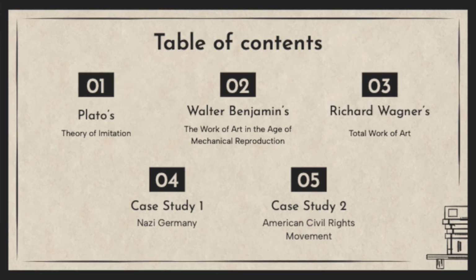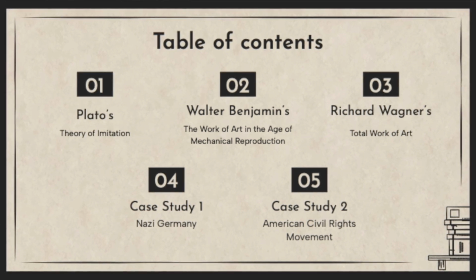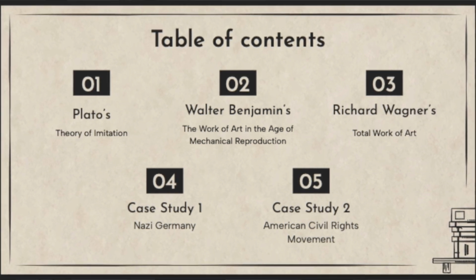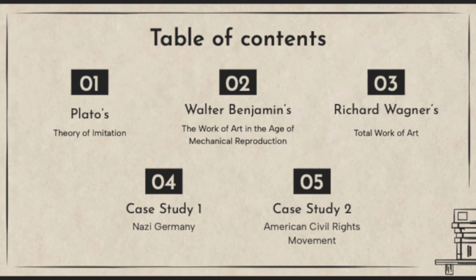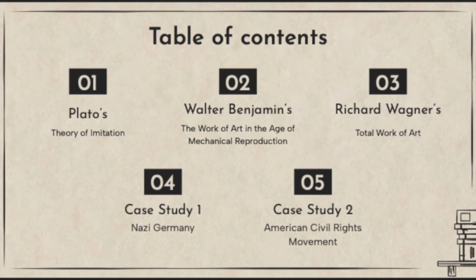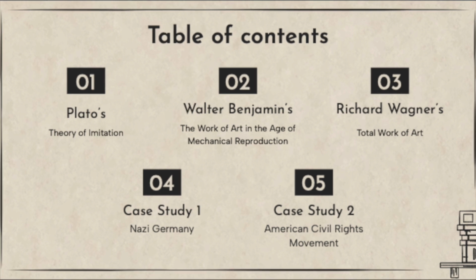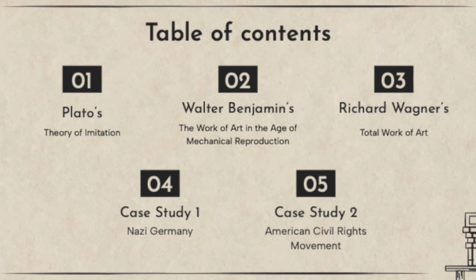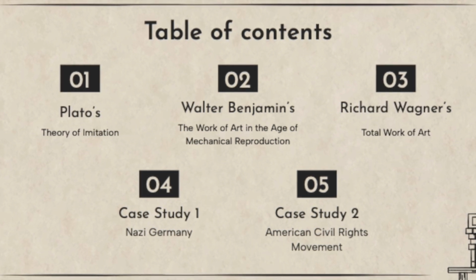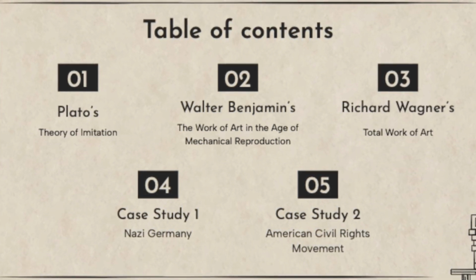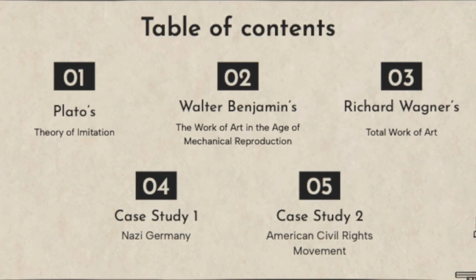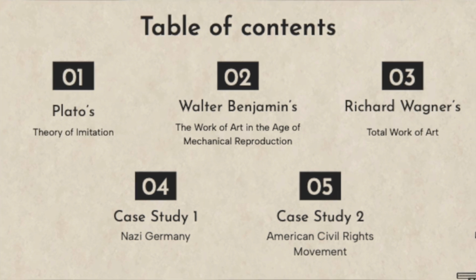So we'll look over Plato's theory of imitation first, and then we'll look over Walter Benjamin's adaptation of this theory in his book, The Work of Art in the Age of Mechanical Reproduction. And then thirdly, we'll look over Richard Wagner's concept of a total work of art. And once we've gone through those, I would like to apply them in some real life scenarios. And so the first case study that we'll look over will be from Nazi Germany. And then we will look over how that contrasts in the second case study of the American Civil Rights Movement.